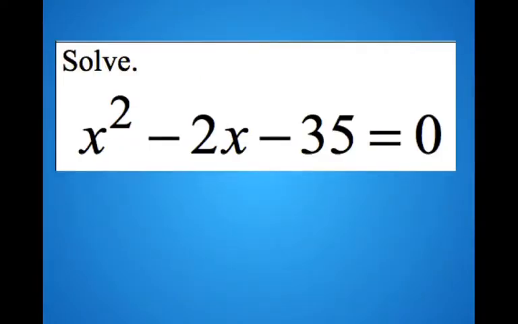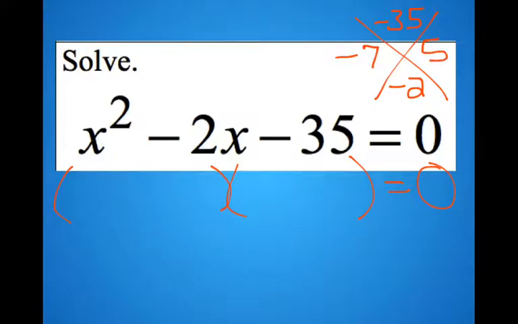This one we're going to solve. The first thing we want to do is factor. This is the easier kind of trinomials to factor. So we're looking at 2 numbers that multiply to be negative 35 and add up to be negative 2. So that's going to be negative 7 and positive 5.